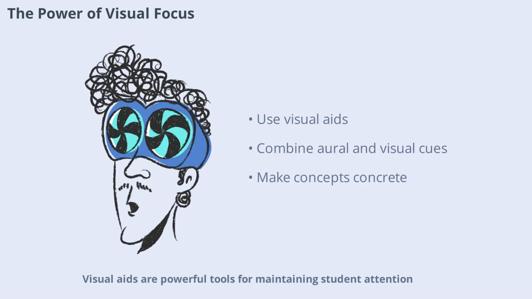Visual aids are powerful tools for maintaining student attention. When students can see what they're discussing, whether it's a picture, diagram, or symbolic representation, they are more likely to stay focused and engaged. Combining oral and visual cues makes lessons more interesting and accessible, especially for younger learners or those who struggle with text-heavy materials. Visual focus can transform abstract concepts into concrete, relatable ideas.